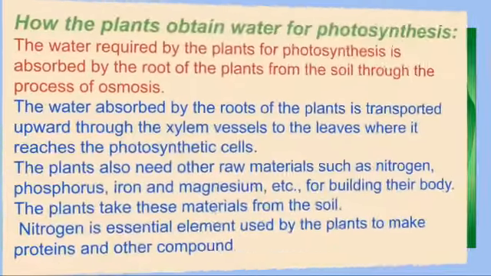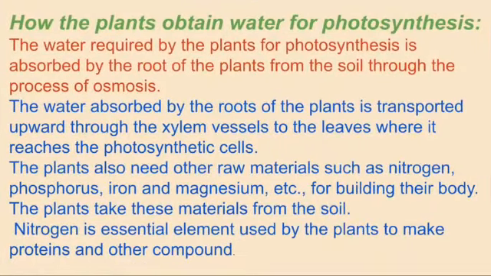Let's talk about it. So how do the plants obtain water for photosynthesis? The water required by the plants for photosynthesis is absorbed by the roots of the plants from the soil through the process of what? So, osmosis. Osmosis is the process by which the plants absorb water through their roots. The water absorbed by the roots of the plant is transported upward through the xylem vessels to the leaves, where it reaches the photosynthetic cells.